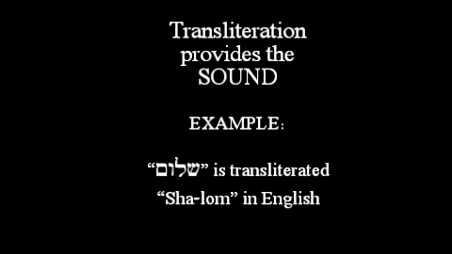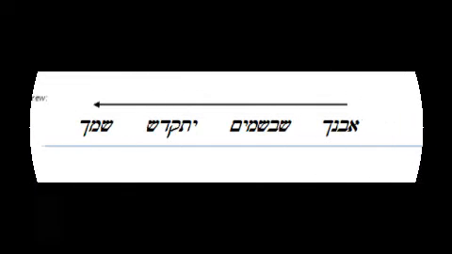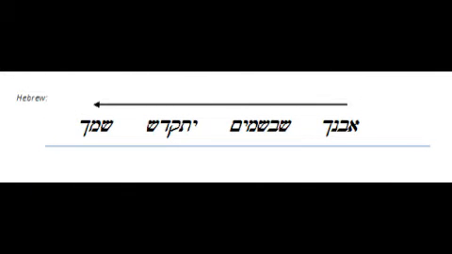For example, if you look at how shalom is written in Hebrew, that would be transliterated for English ears as you see there, shalom, S-H-A-L-O-M. Now here's another example from the Bible. Now keep in mind, we've already discussed that Hebrew is read from right to left, but if you're reading a transliteration of the text, you read it like English from left to right.